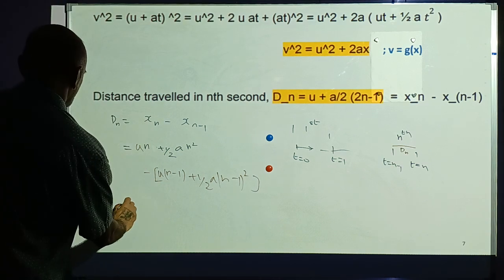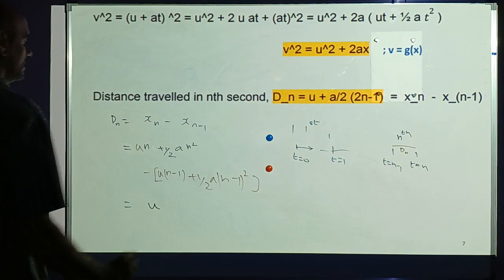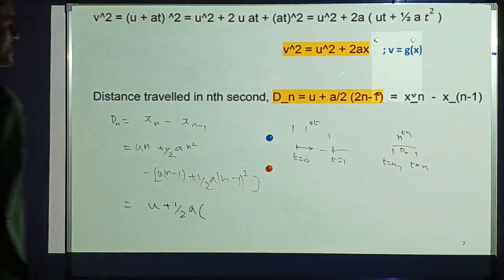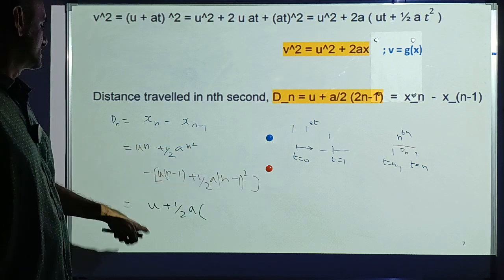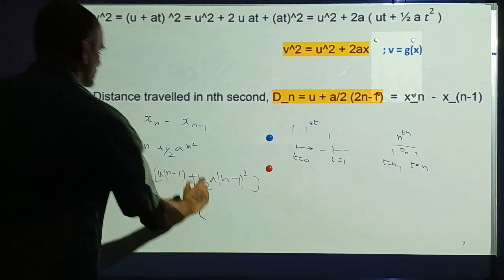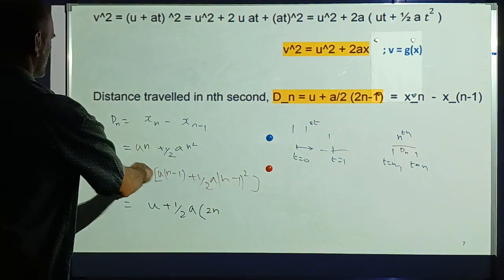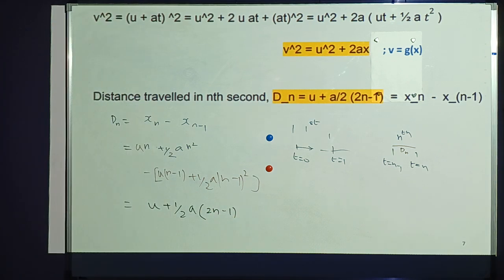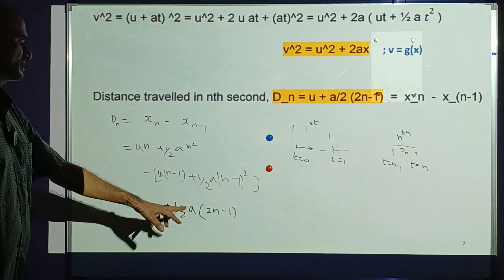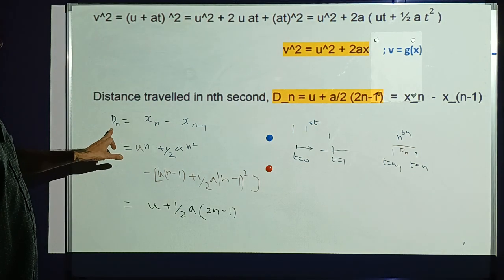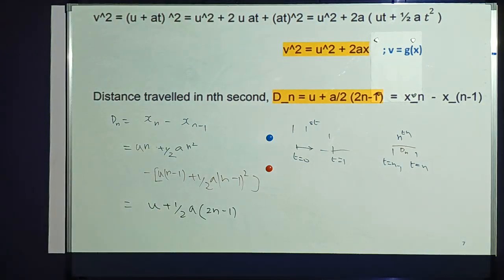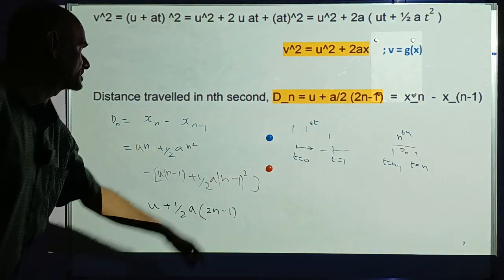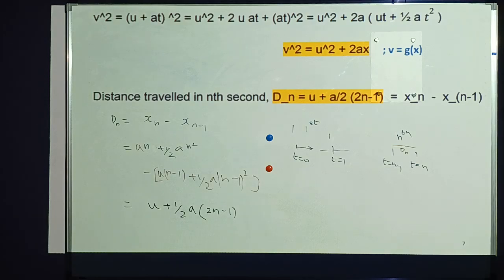So un and u(n minus 1) can cancel, so we'll get just u, and then plus half a times n square minus n minus 1 square. Here the n square will cancel because of this minus sign, and then minus 2n will get plus 2n, and then plus 1 will become minus 1. So the n-th second distance is of the form ut plus half at square. With a time interval of 1 second, it is just u into 1, and then half a t square is n square minus n minus 1 square, that is 2n minus 1. So this is also a formula which can be remembered.